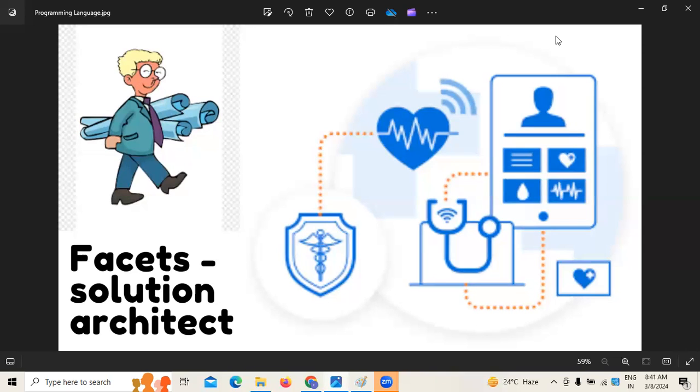In addition to that, there is another important role, which is becoming prominent nowadays, called the architect role. Architects are people who develop solution architecture for the project. Because let's say we are developing a healthcare application, right from the beginning.